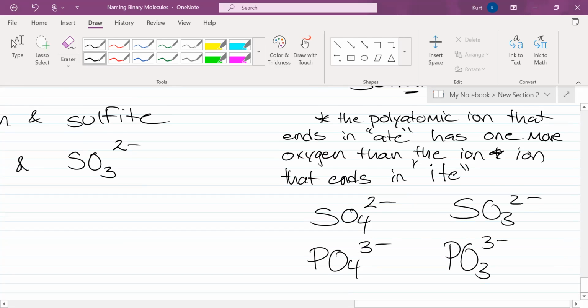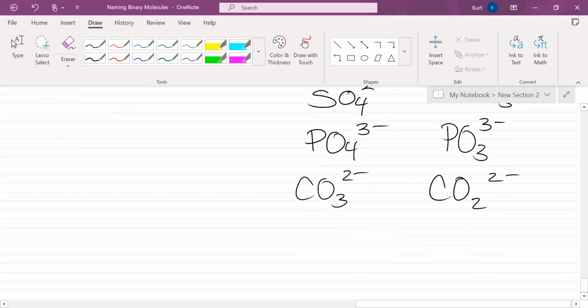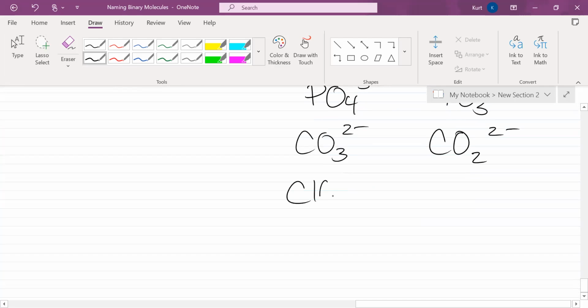Don't overthink it. If carbonate is CO3 with a negative 2 charge, what would carbonite be? CO2 with a negative 2 charge. If chlorate is ClO3 with a negative 1 charge, what is chlorite? ClO2 with a negative 1 charge.